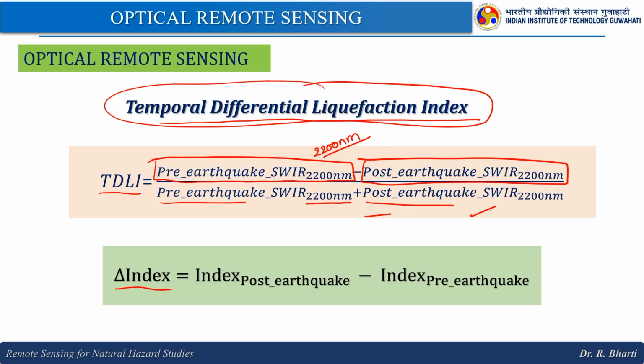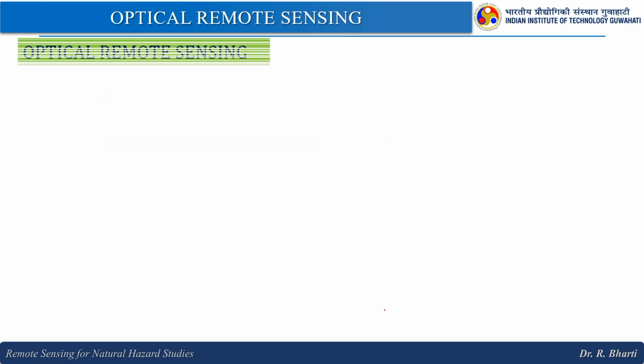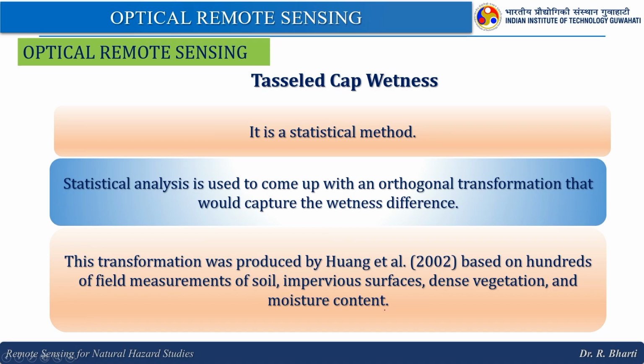Then you have the delta index. So, the index post earthquake and the pre earthquake, which is calculated from here, and then this will provide you the delta index. So, that will provide you more information about the location.